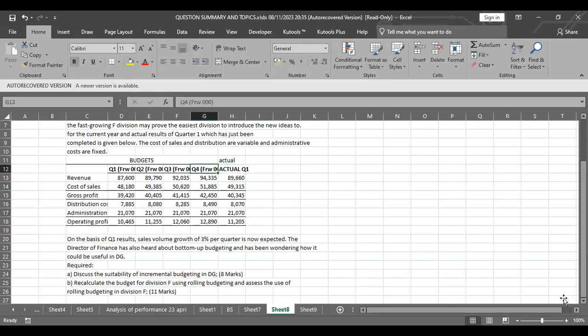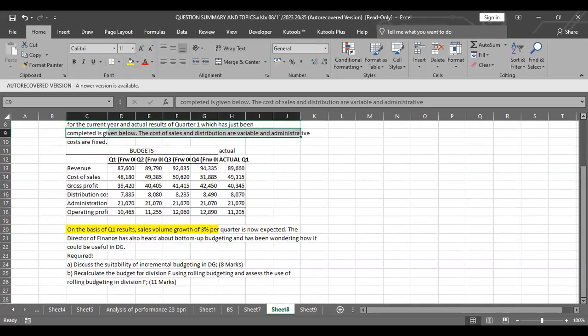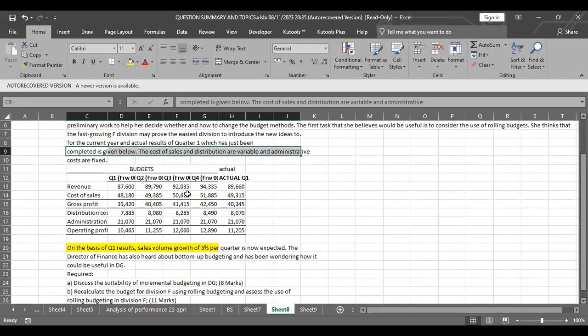So how do you do the rolling budget to get the 11 marks? The idea is that there are factors which we change here. One of them is the volume growth, which is said to be that. But in the process, that's the only changing factor. There are things which may change or not. Like they have said here, the cost of sales and the selling and distribution are variable, except administrative, which is not. So we could take this easily. This is how we'll prepare our rolling budget.